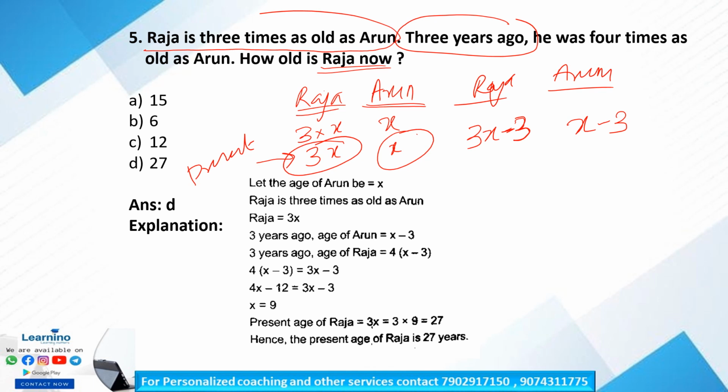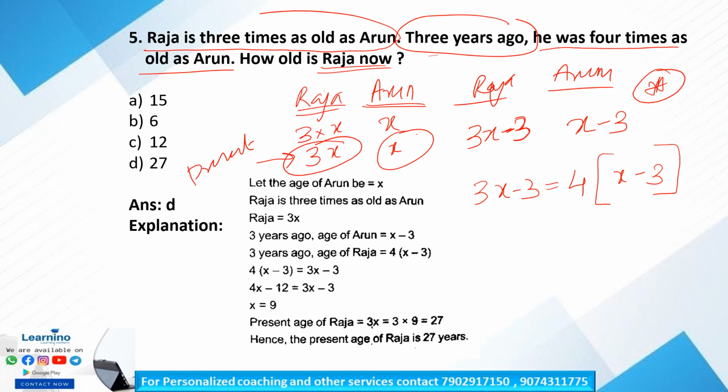Then he was 4 times as old as Arun. So Raja was 4 times as old as Arun 3 years ago. Now we have to find the value of x. Our question is how old is Raja? So we have to find 3 into x, the age of Raja. Is it clear? Now we have to find the value of x.